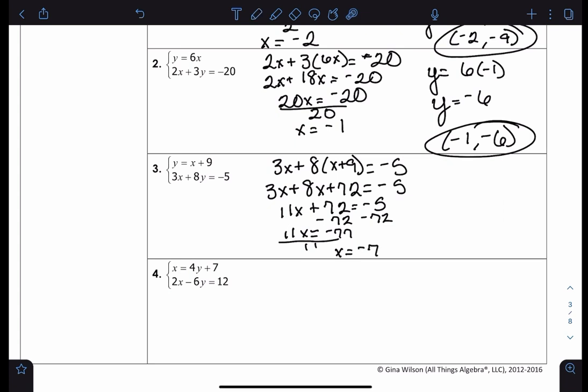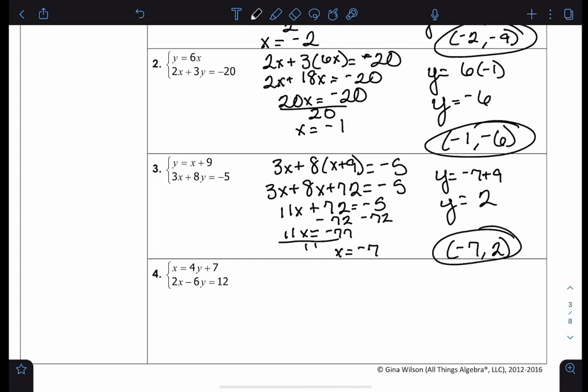Since we now have our x value, we can plug negative 7 back into our original equation to do y equals negative 7 plus 9, which then turns out to be y equals 2. So our final answer is going to be negative 7, 2. So now we can move on to question 4.